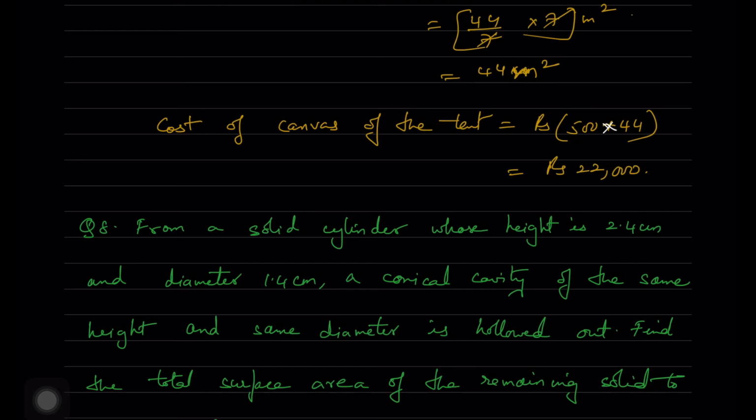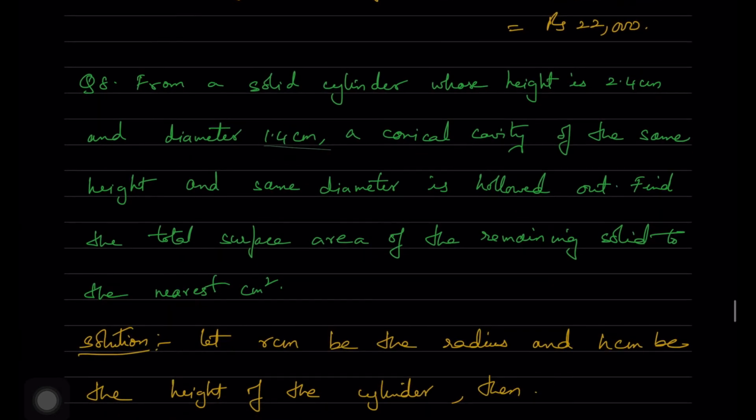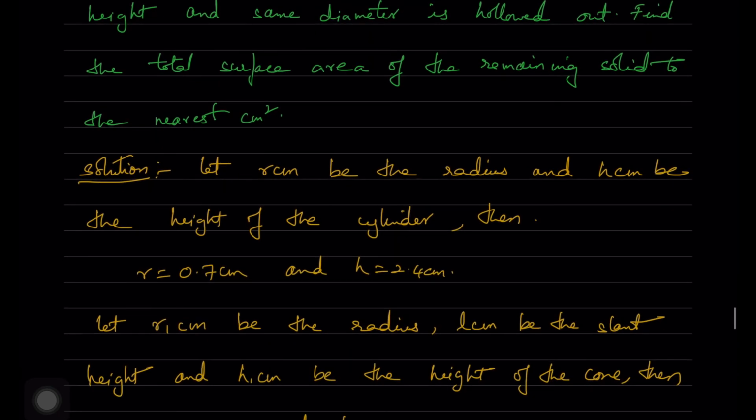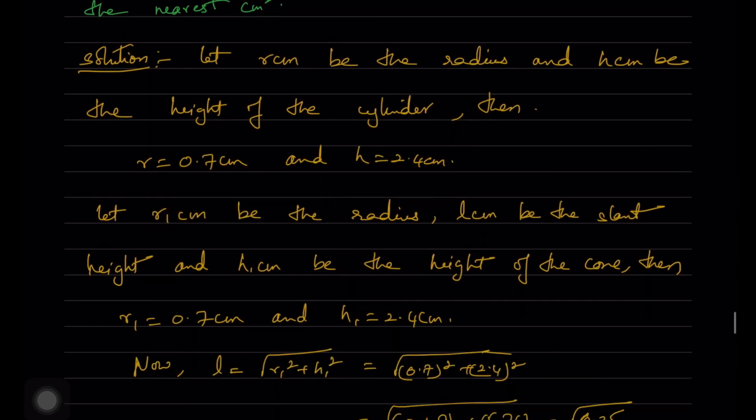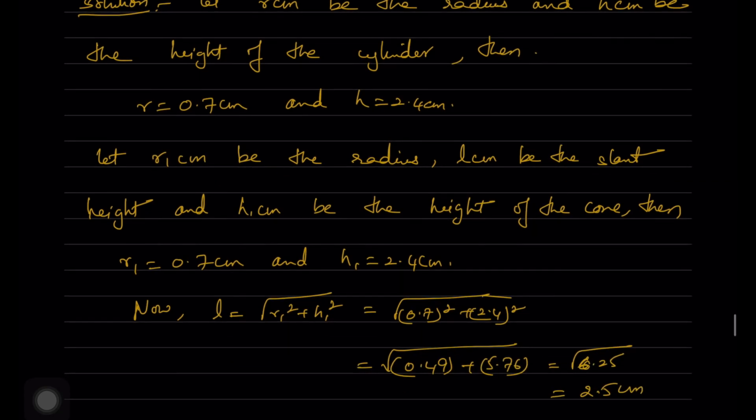Next, from a solid cylinder whose height is 2.4 centimeters and diameter is 1.4 centimeters, a conical cavity of the same height and same diameter is hollowed out. Find the total surface area of the remaining solid to the nearest centimeter square. So let r centimeters be the radius and h centimeters be the height of the cylinder. Then you have r is equal to 0.7 centimeters and h is equal to 2.4 centimeters.